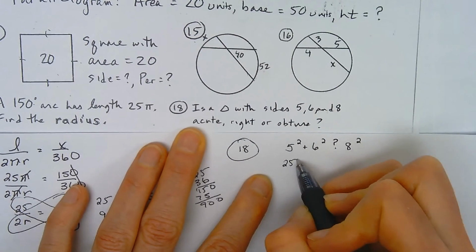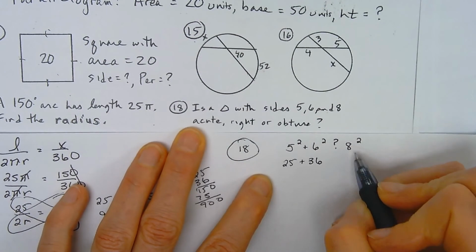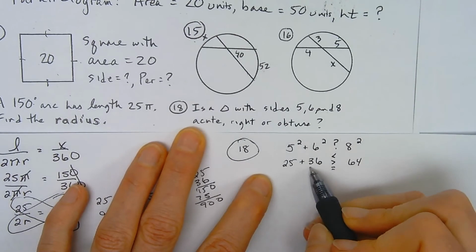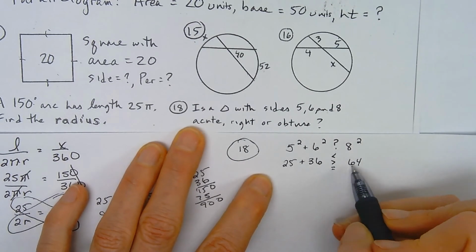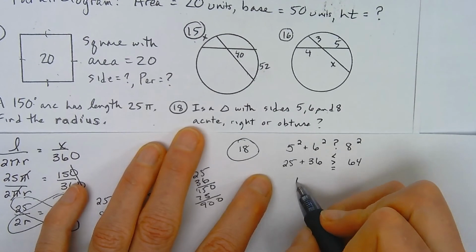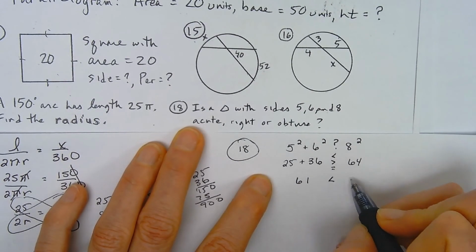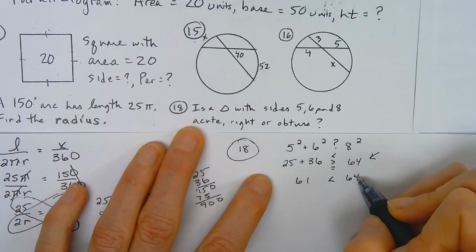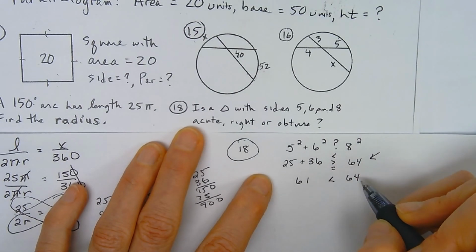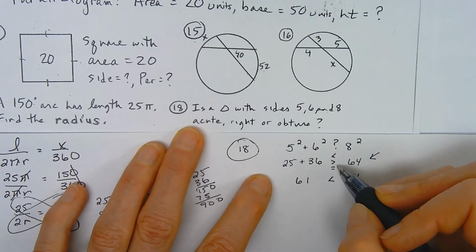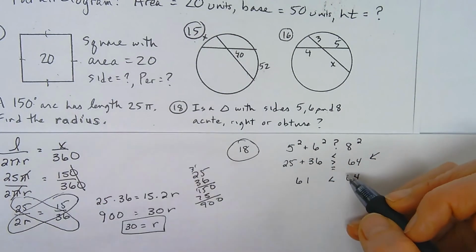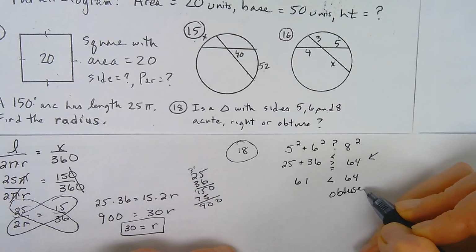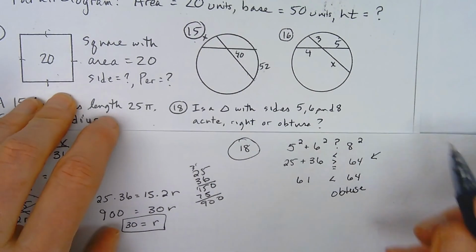This is 25 plus 36. This is 64. Is this less than, greater than, or equal to 64? Well, this is 61. 61 is less than 64. So that means that the longest side squared is larger than the two smaller sides squared added up together. This is obtuse. So number 18, the triangle is obtuse.